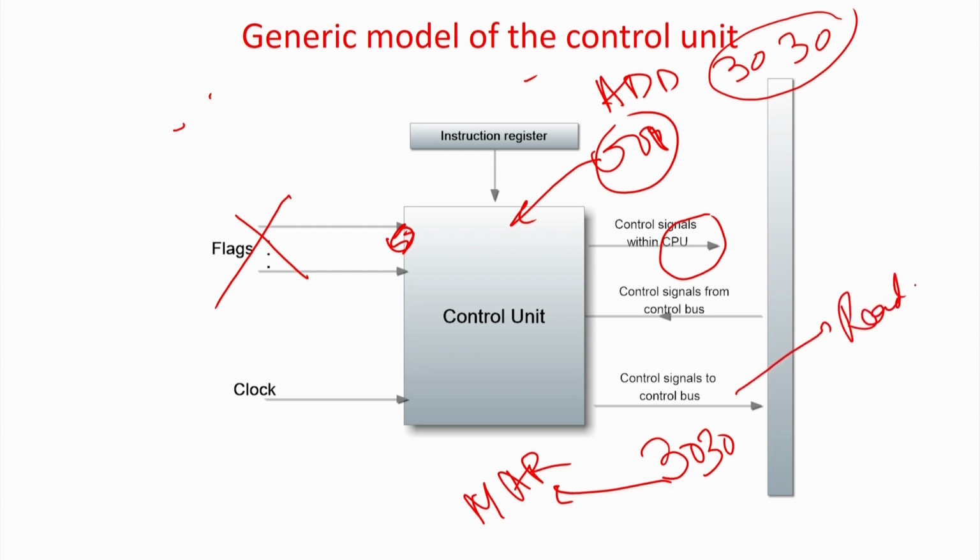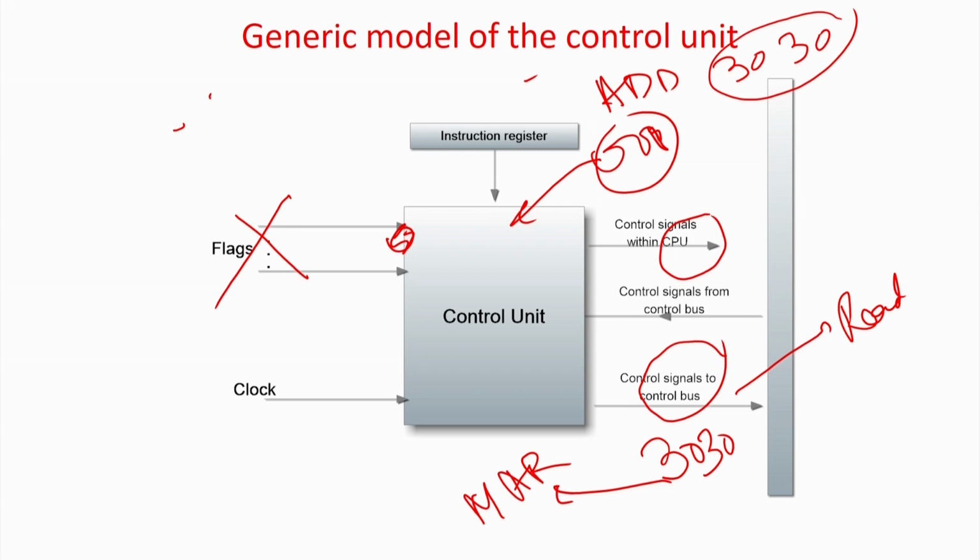Of course, then you have to also put the memory address 3030 in the memory address register, but the memory address register is an internal register to the CPU. So, it is an internal signal, you have to load the memory address register with 3030. But you have to send a signal to the memory saying that it is a read signal. So, it will generate some signal to the control bus which will ask the memory to go to a read mode.